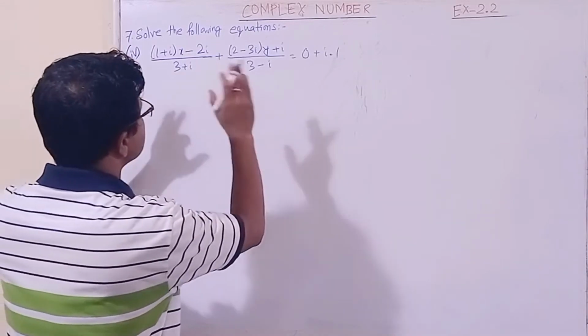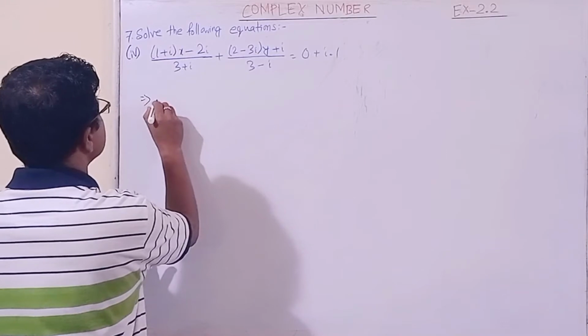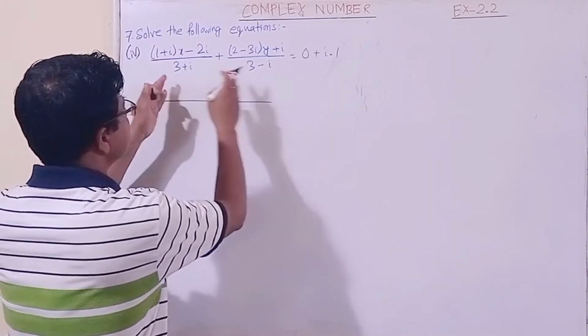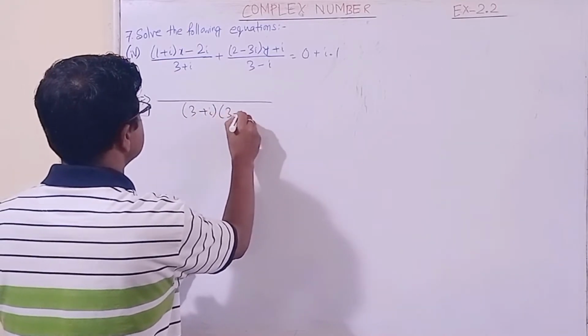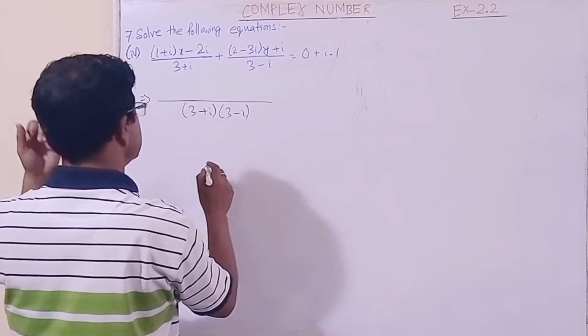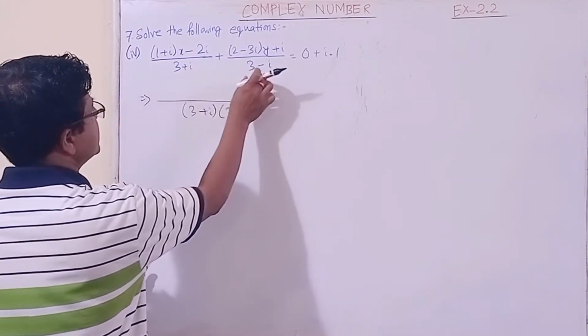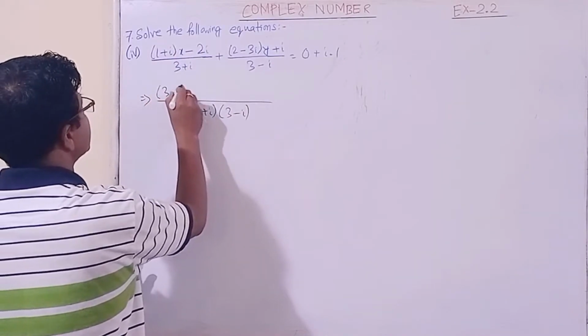At first you see this left hand side is very big. It is not in the simplified form. Let us simplify it. What will we do? We can do it in many ways. Better let us take the LCM. 3 plus i into 3 minus i. Then this divided by this, we get 3 minus i.